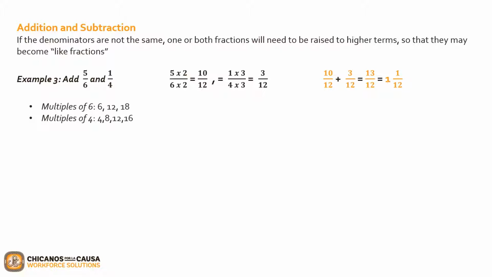So if we look at this, we see that multiples of 6 are 6, 12, 18. So what does that mean? Well, we can view it a different way. We know that 6 times 1 is 6, 6 times 2 is 12, and 6 times 3 is 18. Multiples of 4 include 4, 8, 12, and 16. So we can see that both 6 and 4 share a multiple of 12. So that is actually going to be our denominator.